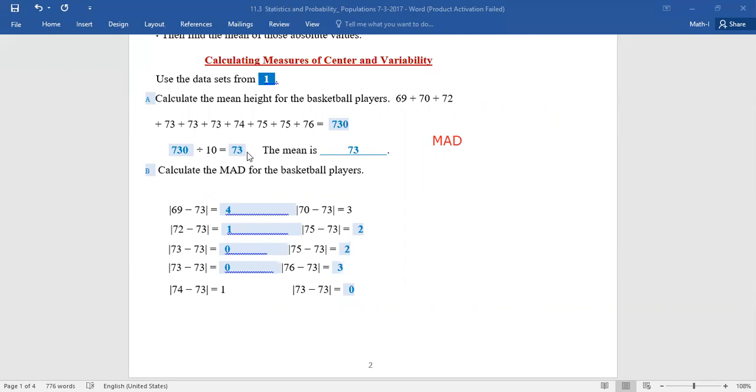So as I told you, what's the MAD? The MAD is the mean absolute deviation. How will we calculate it? You are going to use each number in the set of data, like 69 minus 73. So each number, I will subtract the mean from it, but it should be in an absolute value sign. Do you know the meaning of absolute value? No. Absolute value means the distance from zero.